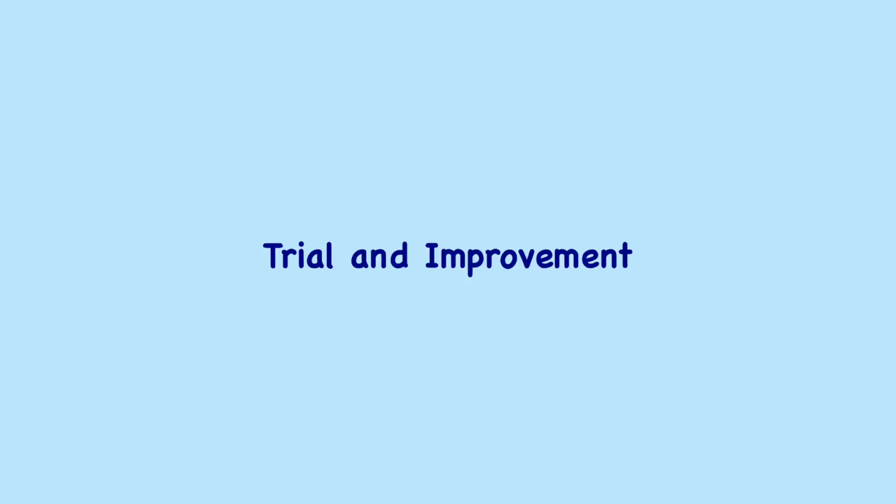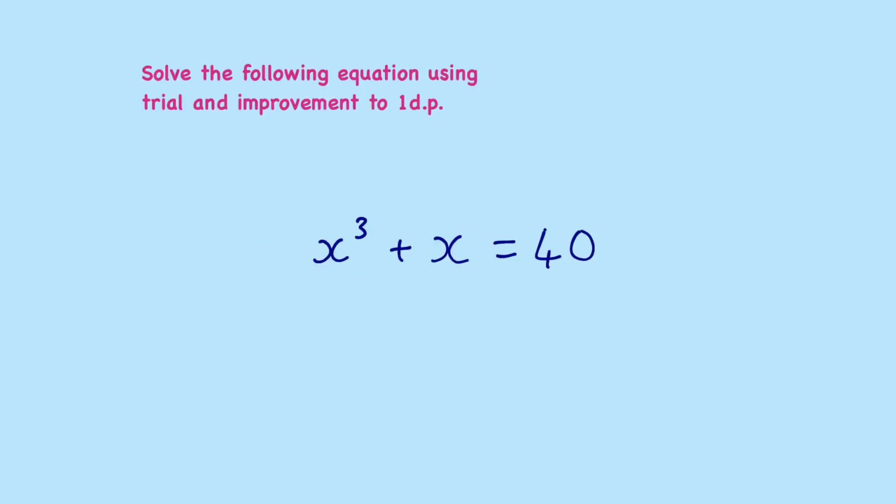Trial and improvement. If we were asked to solve the following equation, it would be quite difficult to do. However, there's a method which we can use which can give us an approximate answer. This is called trial and improvement. To do this, we try a value of x we think might work. If this is not correct, we improve the guess. That is why it's called trial and improvement.